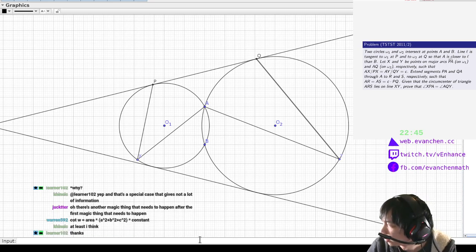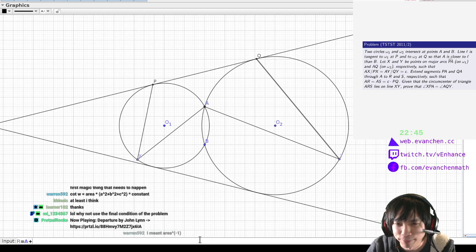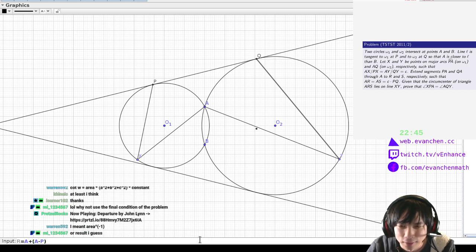Okay, and then we extend PA and Q. What the heck? Such that, okay. So, R equals A plus A minus P times... Okay, maybe I should not make.